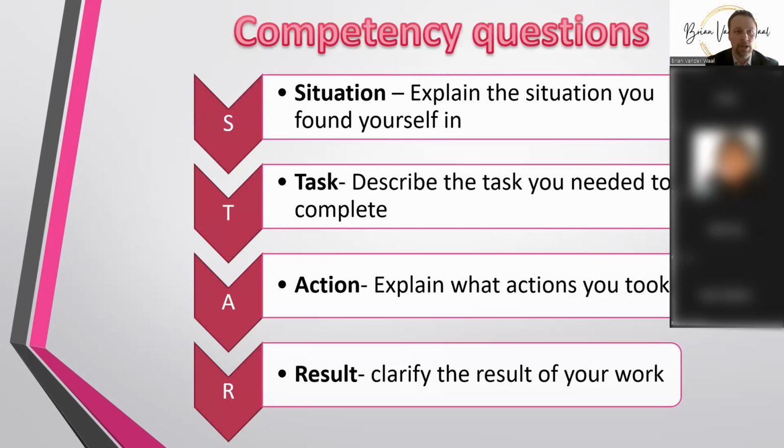So just as a reminder of the STAR technique and what it is, so S stands for situation, where you explain the situation that you found yourself in. T is for task, describe what the task was that you needed to complete. A is for action, explain what actions you took. And R is for result, clarify the result of your work.